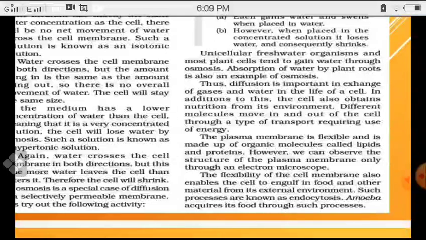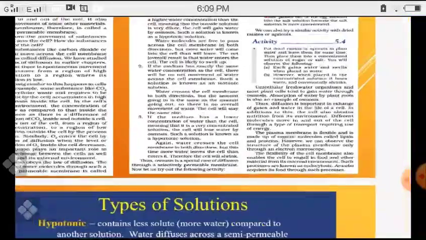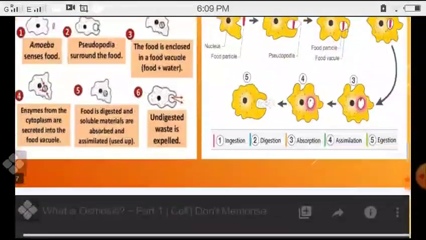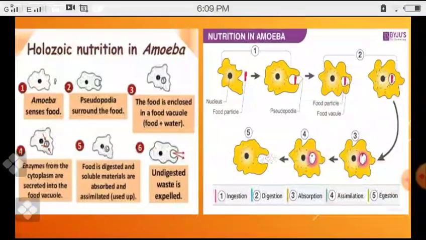I repeat, the process through which materials can be engulfed by unicellular organisms from the external environment is called endocytosis. This is how amoeba, the unicellular organism, acquires its food through endocytosis. I have a slide for you. Amoeba takes in nutrition in the form of holozoic nutrition.